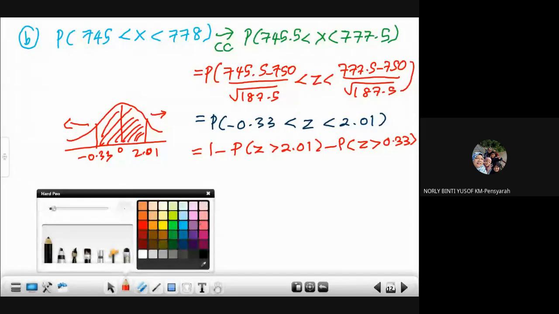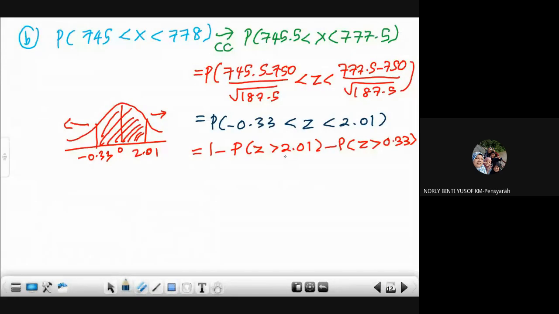So baca table untuk Z 2.01, Z kat luar untuk dapat probability. So you akan dapat 0.0222. Baca 0.33 kat luar Z untuk dapat probability, dapat 0.3707. So take the difference, you will got 0.6071.